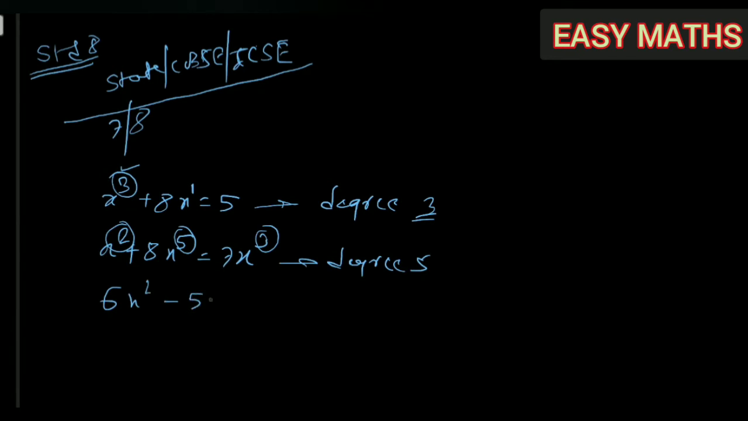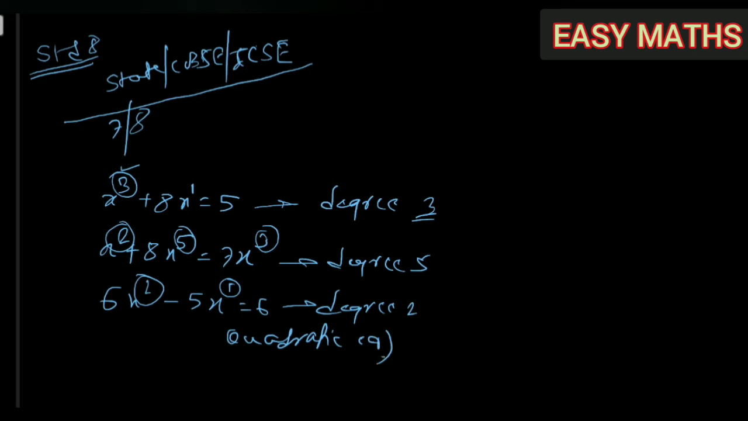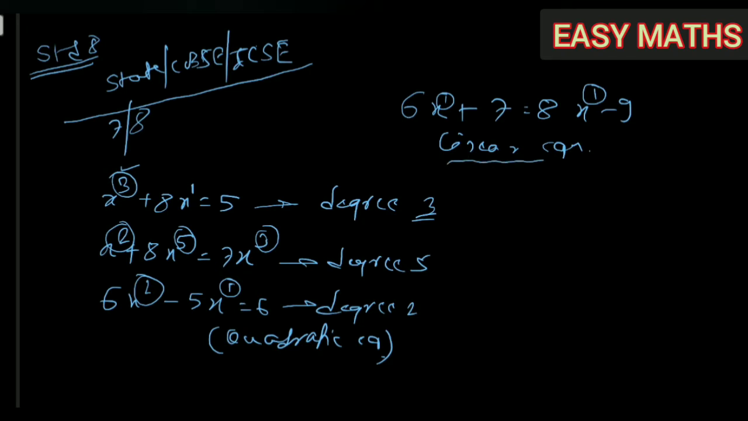If I write an equation like this, then the power is 2, here the power is 1. So the maximum power is 2. We say that the degree is 2, and this degree 2 equation is called a quadratic equation, which we will be studying in standard 9 and 10. Quadratic equation is degree 2. And if I write an equation like this, 6x plus 7 equal to 8x minus 9, the maximum power of the variable is 1 only. Then we call it a linear equation. And because it has only one variable x, we say that it is a linear equation in one variable.